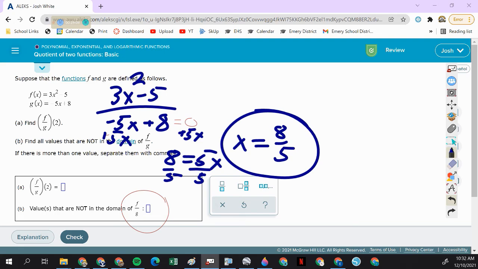So if it asks what makes the function undefined or what numbers are not part of the domain, all of those just mean which numbers make the bottom 0. So you just set the bottom equal to 0. Okay. Get to work.